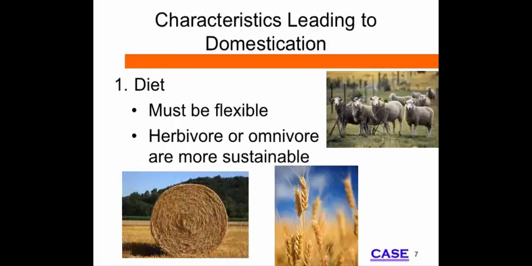Animals must have a flexible plant-based diet for domestication. One reason is cost. Carnivores are much more expensive to care for. A second reason is efficiency. Herbivores consume less biomass overall. Plant eaters are at a lower trophic level than carnivores. Dogs may be carnivores in nature, but most commercial dog foods are grain-based.